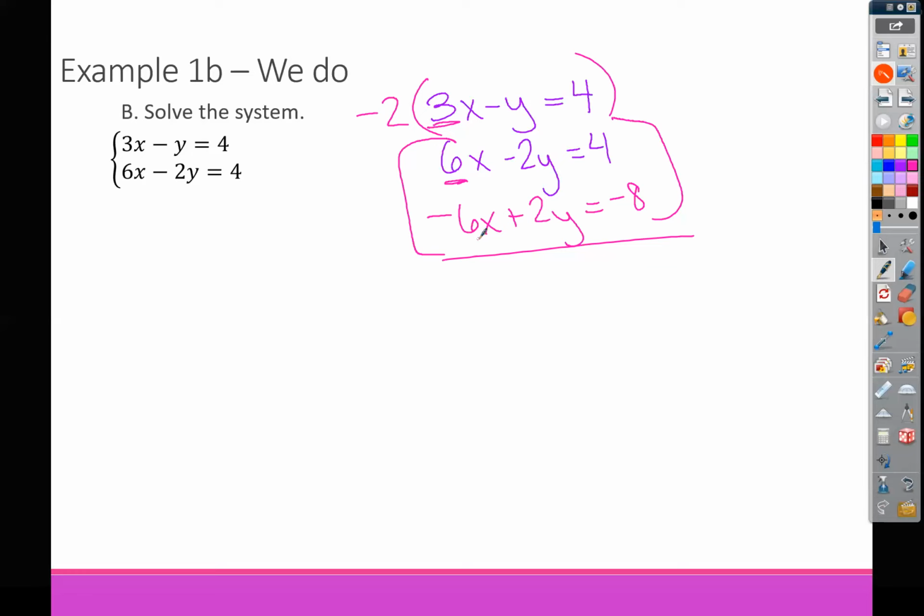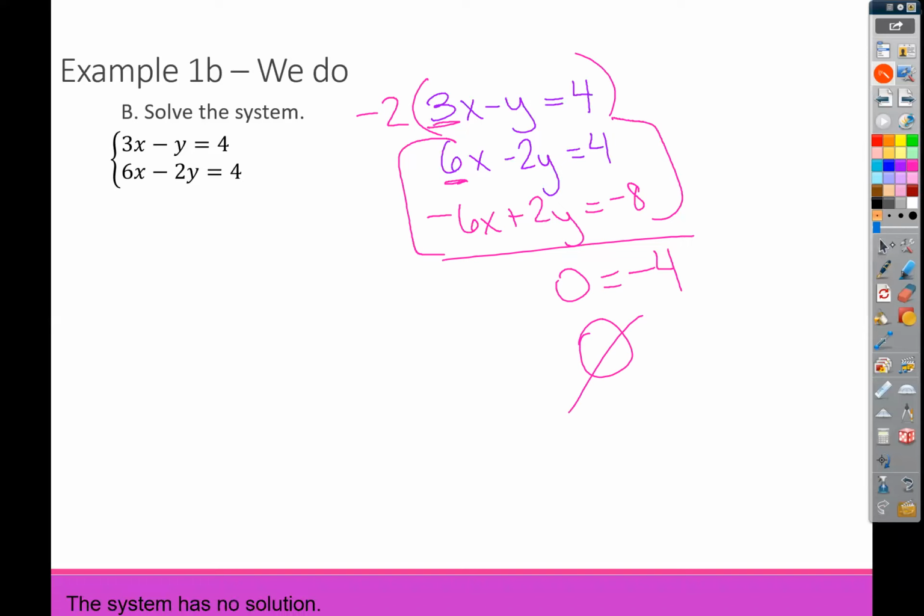So I get 6x plus a negative 6x, that cancels out. Negative 2y plus 2y, that cancels out. Equals 4 plus a negative 8, which is negative 4. And that is not true, so I have no solution, which means that these are parallel lines and they're inconsistent.